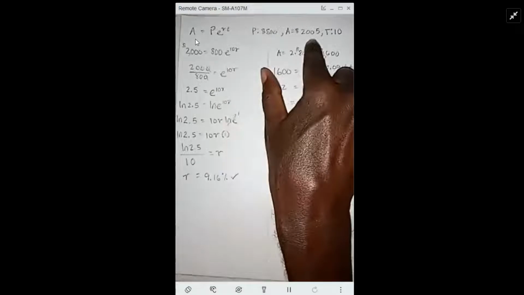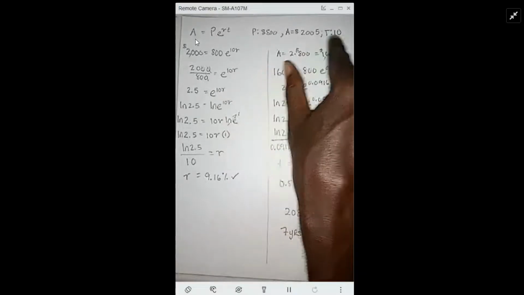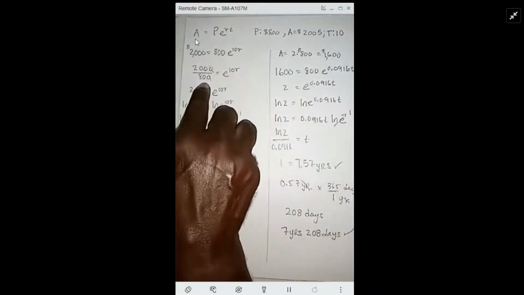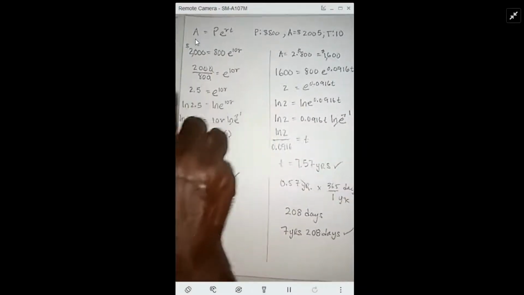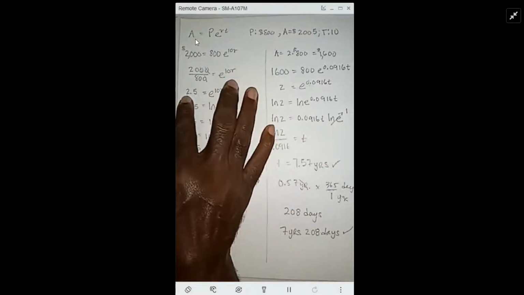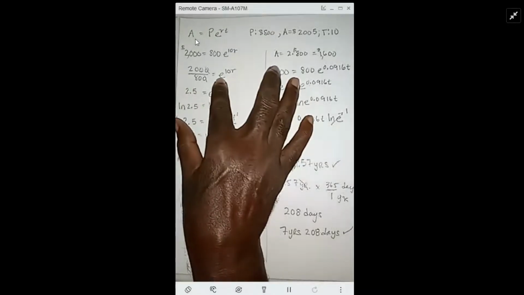Initial value 800, final value 2005, time in years is 10. We plug those all into the equation. All we're missing is R. 2000 divided by 800, we can cancel two zeros, leaving 20 divided by 8, which is 2.5. So 2.5 equals 10R.